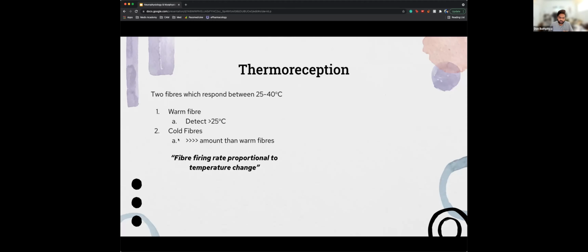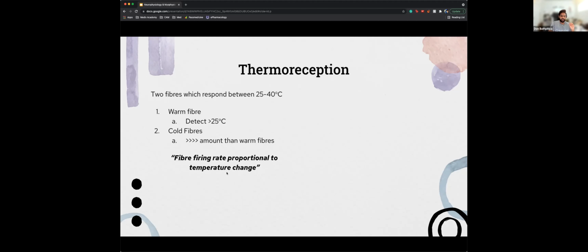Now, what do I mean by a lot more than warm fibers? We actually have a lot more cold fibers than we do warm fibers. So we'll be able to detect colder temperatures quicker and better, and respond to it faster. And like it says here, the fiber firing rate is proportional to temperature change. So as you increase temperature, your fibers are going to start firing faster and faster, and this touches on pain a bit, which we'll get into in a second.